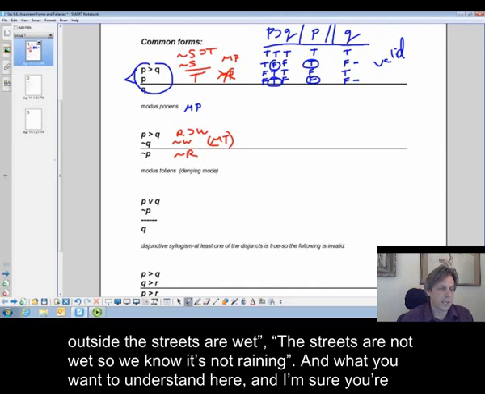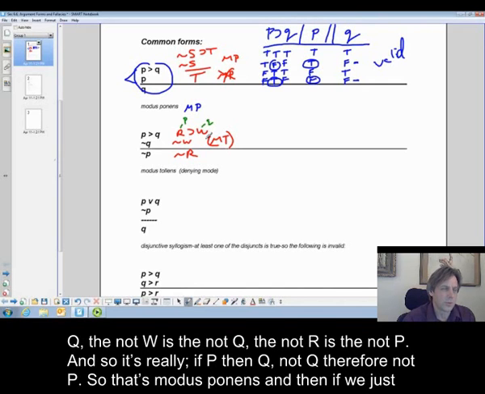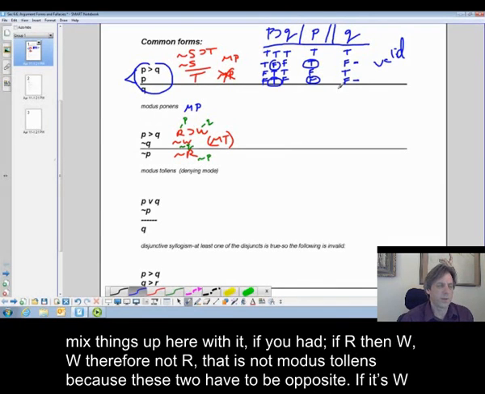And what you want to understand here, and I'm sure you're already seeing this, is that if you had these out in sentences, or even the R, the W, the not R, do you realize the R is the P, the W is the Q, the not W is the not Q, the not R is the not P. And so it's really if P then Q, not Q, therefore not P. Okay?